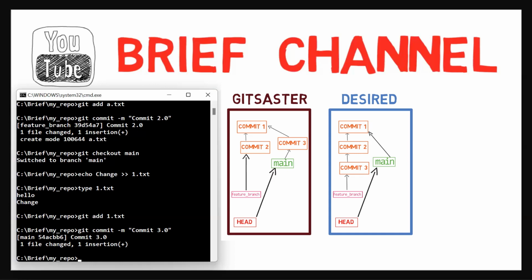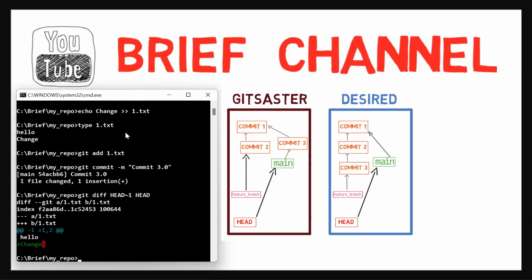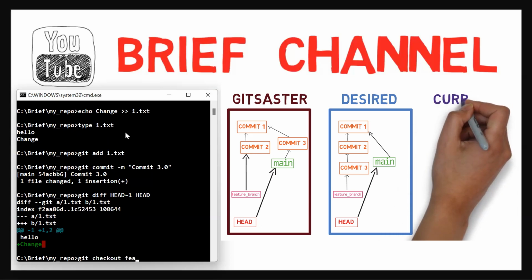So let us look at the changes this commit introduced. I'm going to use git diff for that, and I'm going to look at the difference between the parent of head to head. So this is exactly what commit 3 introduced. And I would like to apply these changes to the last commit on feature branch. So for that, we need to be in feature branch. So let's check out feature branch.